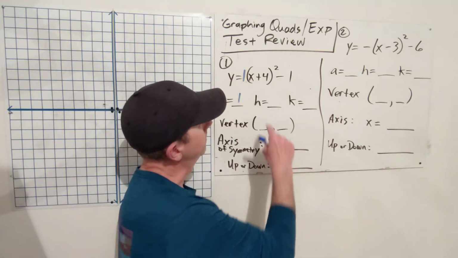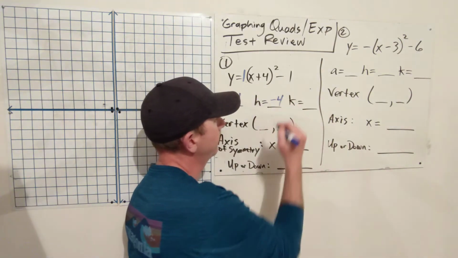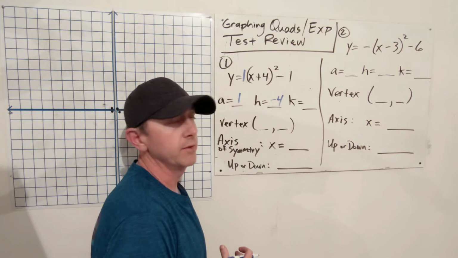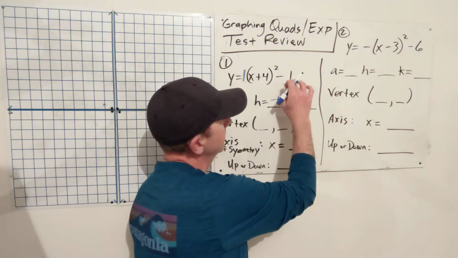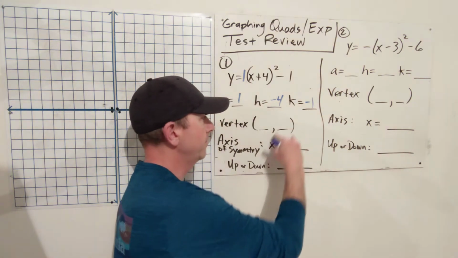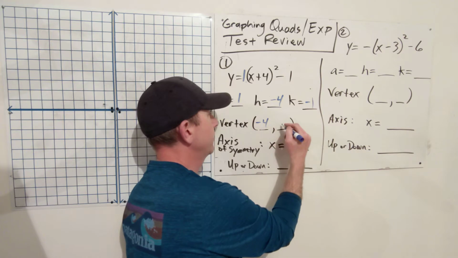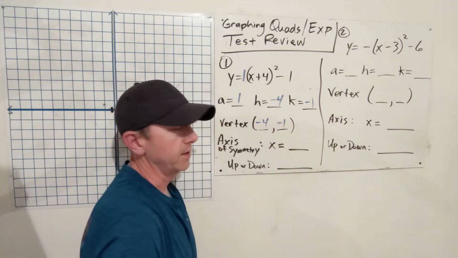Okay. h is going to be the opposite sign from this, so it's going to be -4, because of the formula. That can be tricky, so be careful with that part. This sign stays the same. So h and k should match up with your vertex. You want to get this right because you get points for that twice, in those spots.